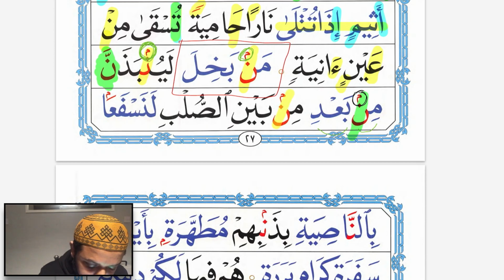Next, we have min Bayin al-Sulbi. Okay, noon sukoon here, followed by ba: iqlab. Change it to a meem, with ghunnah for two harakat. Mim bayin al-Sulbi.